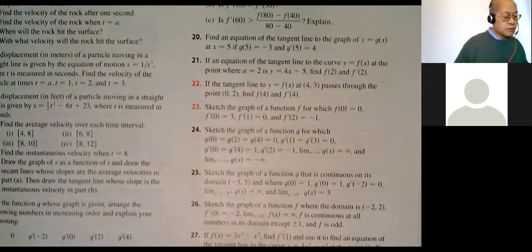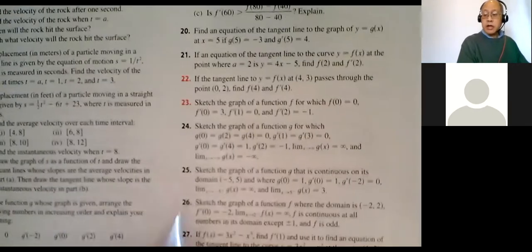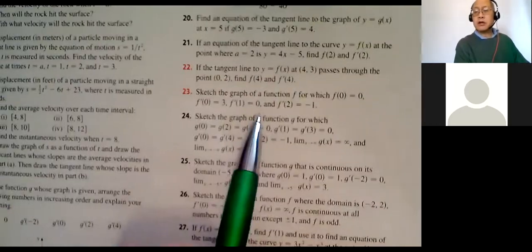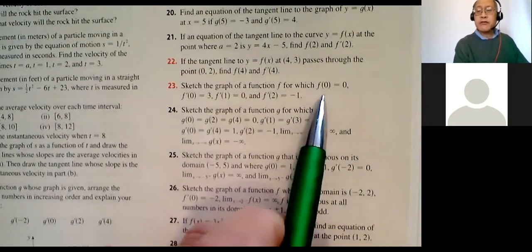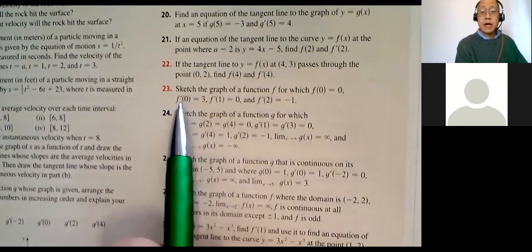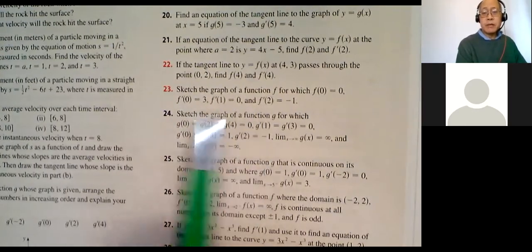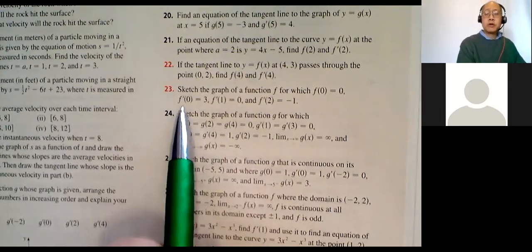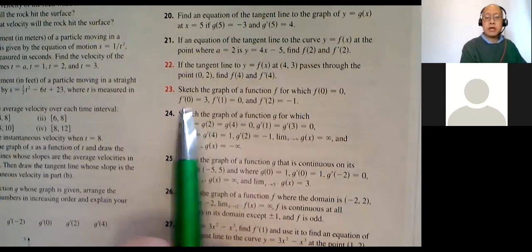Okay, continuing on with some of these. Okay, 23. Sketch the graph of a function with the following properties. F of 0 equals 0. Okay, that means it goes through the origin. And the rest all talk about f prime. F prime means slope. So slope at the origin is 3.